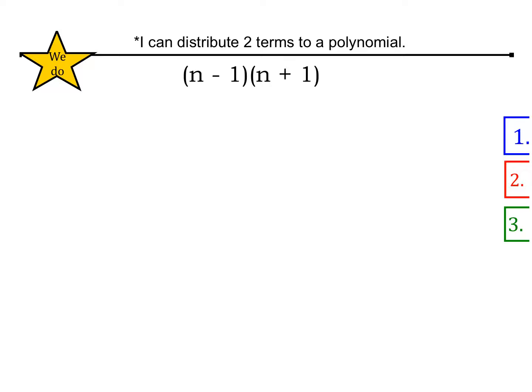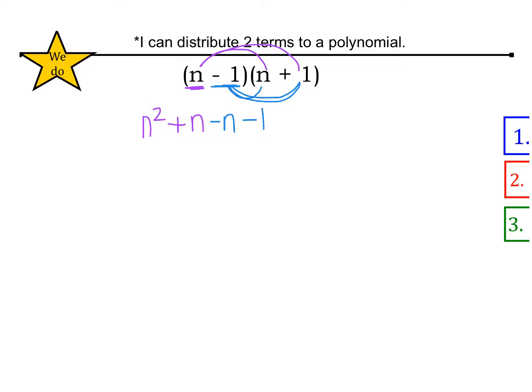All right, so let's go ahead and multiply it out. So what needs to get distributed? The n and the negative 1. And what does it need to get distributed to? Well, I've got to do n times n, so that's just n squared, and n times 1, so that's plus n. And then I'm going to distribute a negative 1 to the n, so that's negative n, and negative 1 times the positive 1 is negative 1.